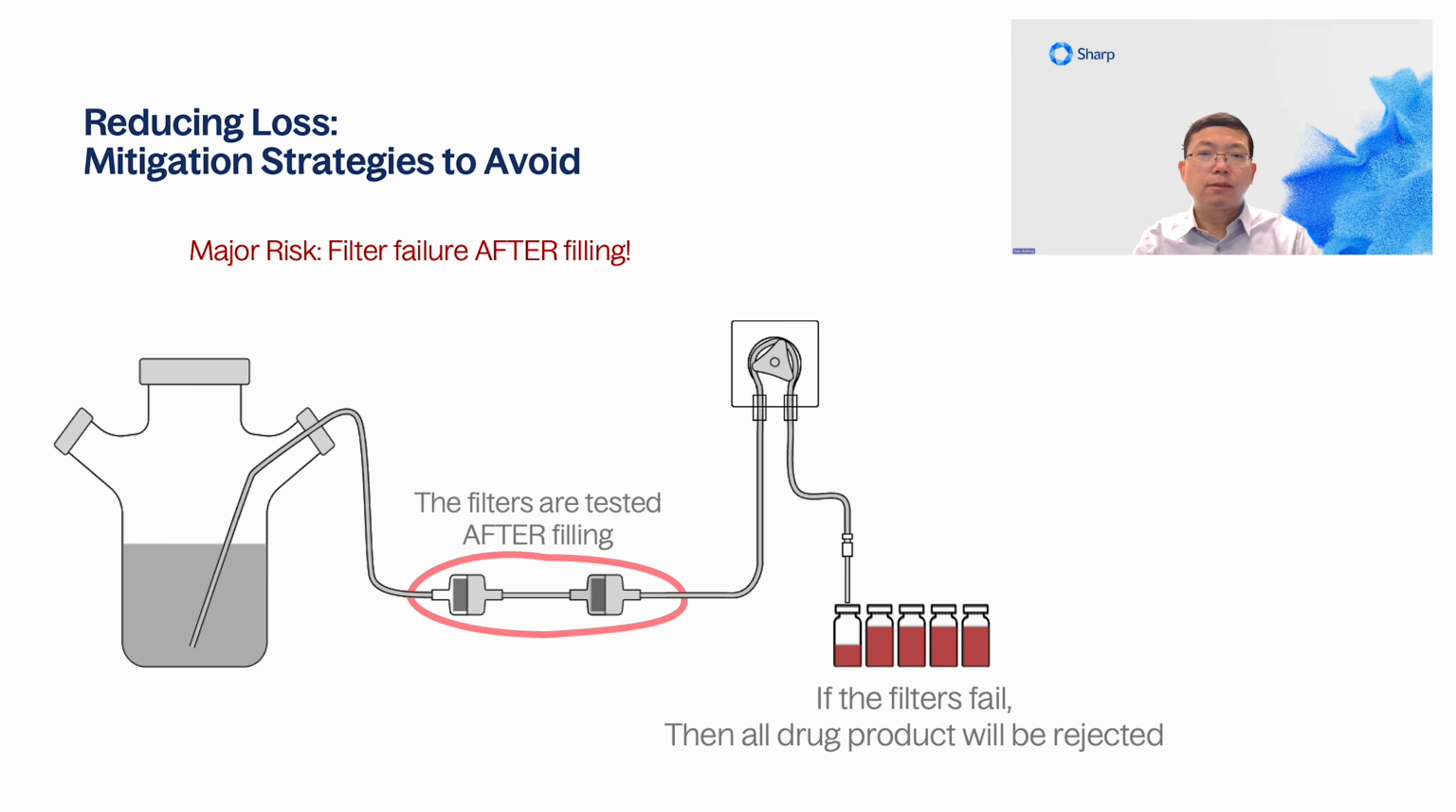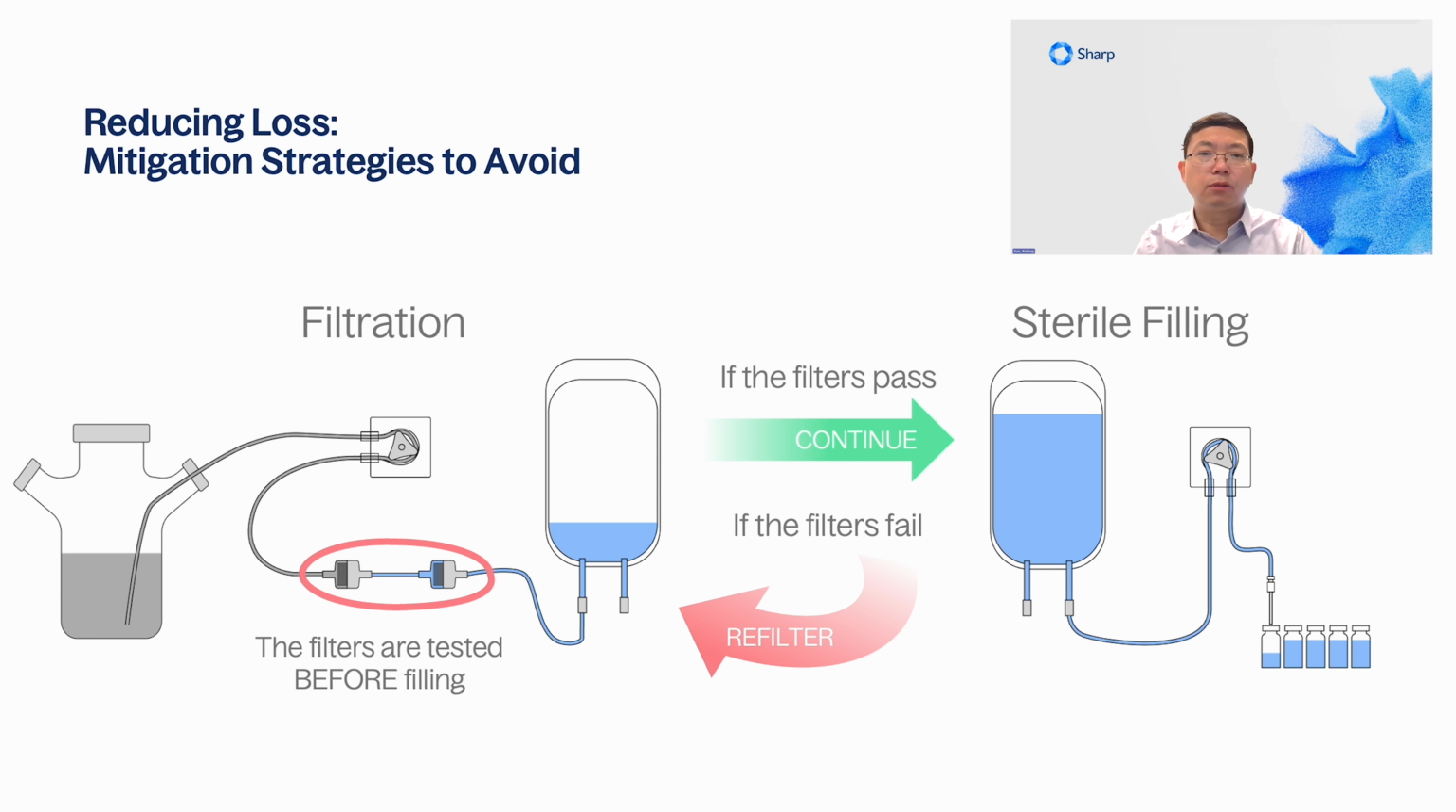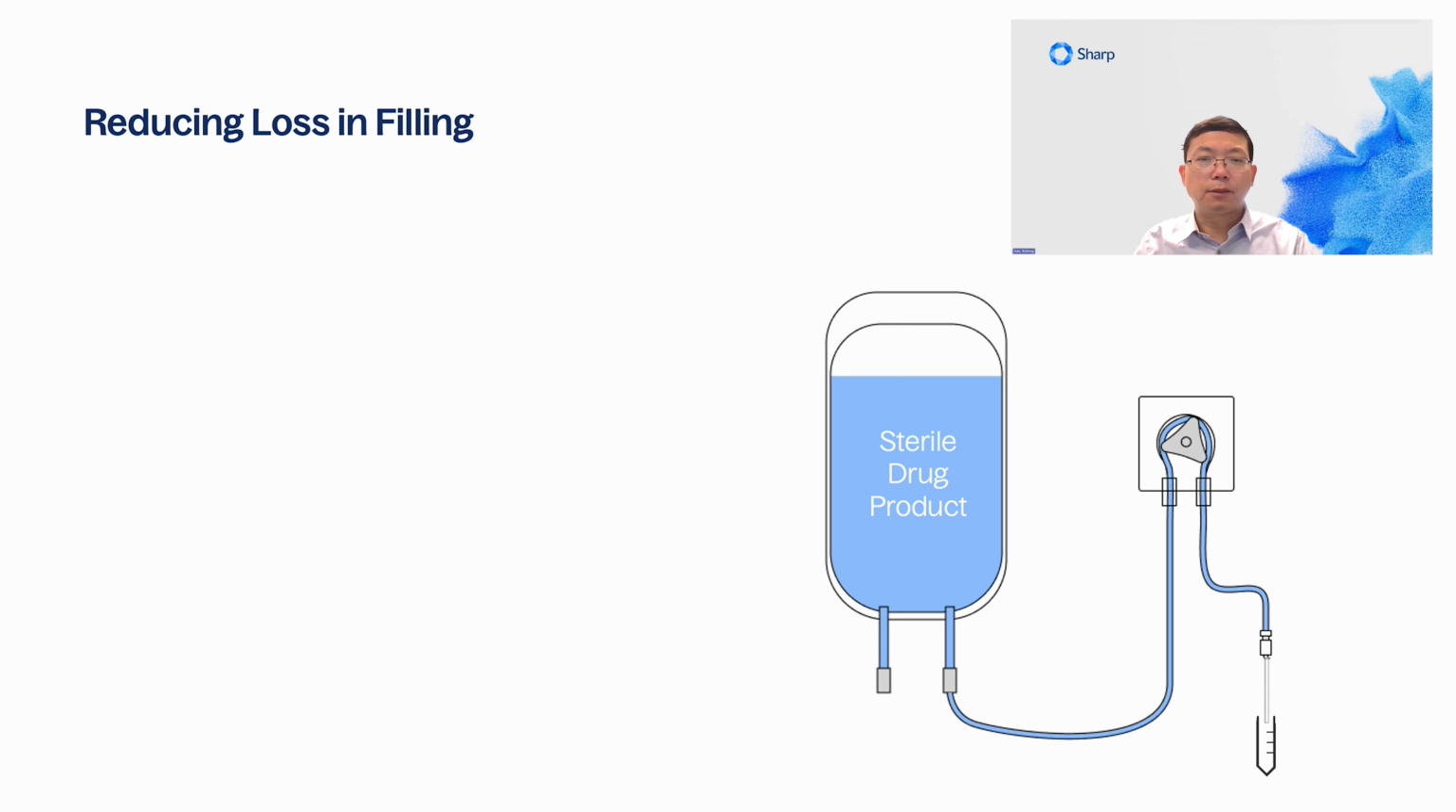If these filters do not pass, then all that drug product that was filled is going to be rejected. By splitting the sterile filtration and filling into two steps, we can test the sterile filters before sterile filling occurs. And if they fail, then we are able to refilter the product with new filters. This is to say that by filtering on the line, you risk losing your entire lot of drug product if the sterile filters do not pass integrity test. These are all the ways that the product loss can be mitigated in filtration.